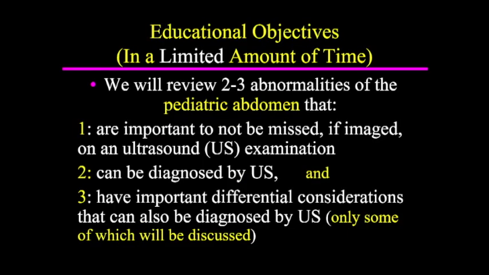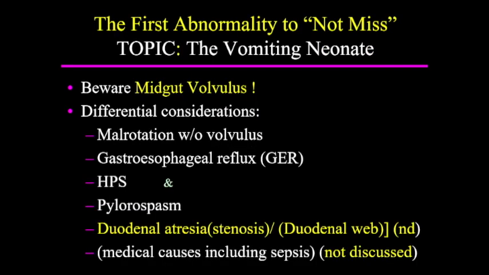In this limited amount of time, which is also 1 minute less because of this, we will review 2 to 3 abnormalities of the pediatric abdomen that are important not to be missed if imaged on an ultrasound exam, and that can be diagnosed by ultrasound and have important differential considerations that can also be diagnosed by ultrasound, only some of which will be discussed.